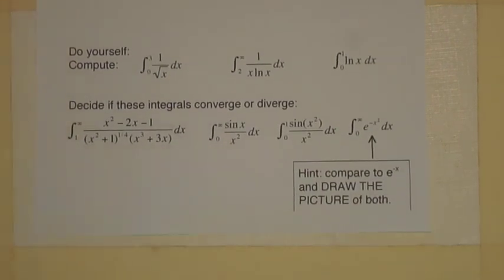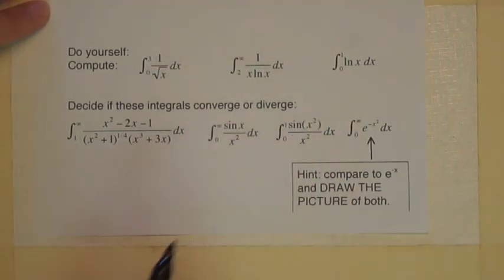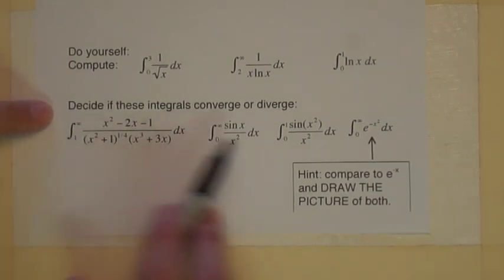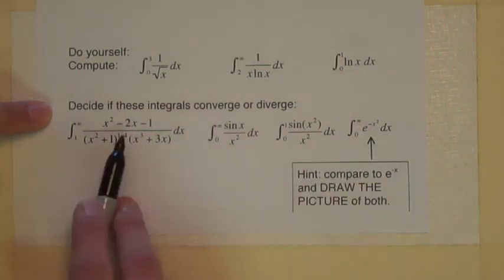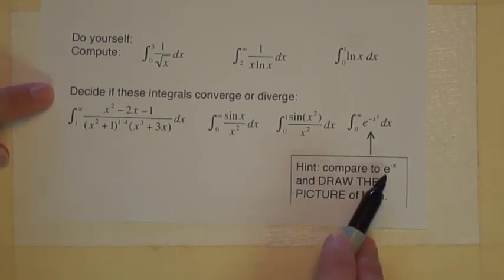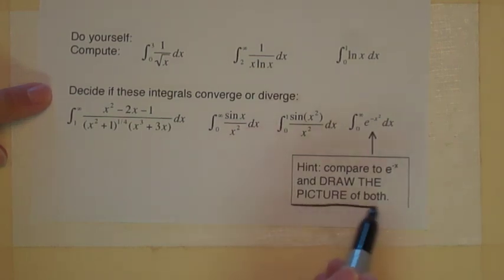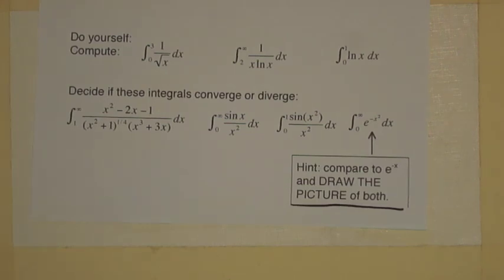All right. If you understood all this, you're now ready to do it yourself. I would suggest you compute these 3 improper integrals yourself, and also decide if these integrals converge or diverge, all of these 4. My hint for the 4th one is to use the comparison test and compare to e to the negative x, and draw the picture of both. After you've done all that, you are ready to do the homework.